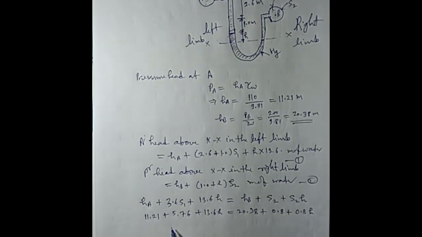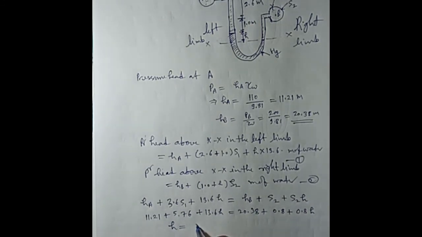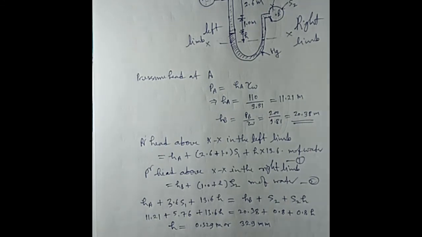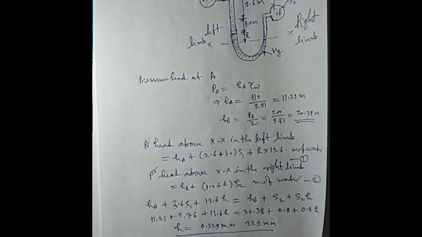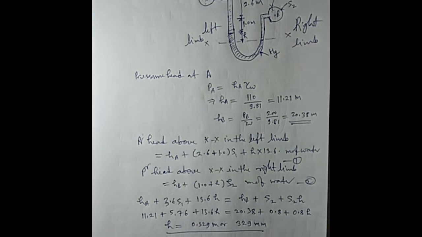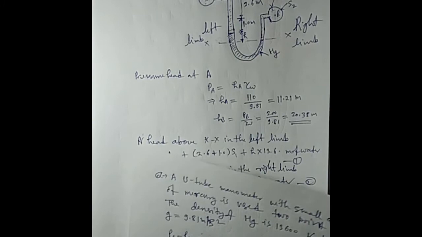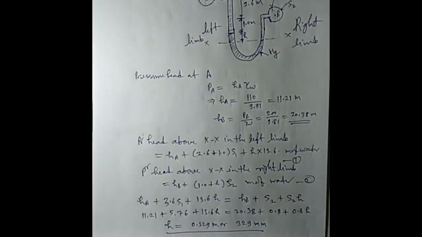Solving these equations, H gives out 0.329 meter, that is 329 millimeter. This is the pressure difference between two limbs of the pressure as PA and PB, which is calculated as H is equal to 329 millimeter. Now we conclude these questions here.